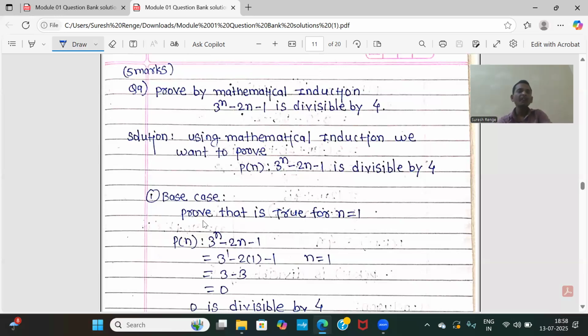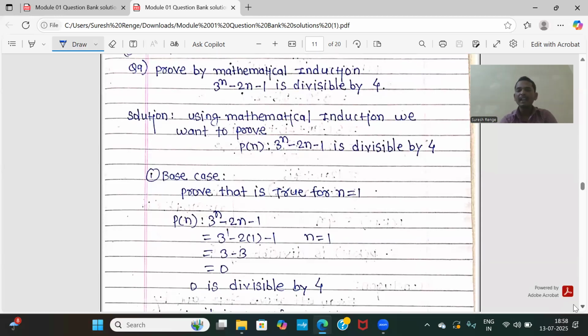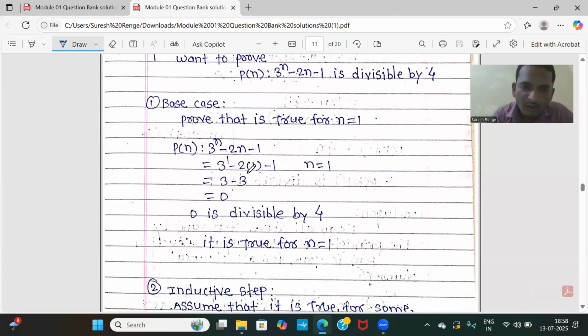Okay. In the first step, we want to prove that this formula is true for n equal to 1. What is P of n? P of n is equal to 3 raised to power n minus 2n minus 1. Put n equal to 1 in the above formula. Putting n equal to 1, we get 3 raised to power 1 minus 2 multiplied by 1 minus 1. This is equal to 3 minus 3, which is equal to 0. And 0 is divisible by 4, meaning we can divide 0 by 4.